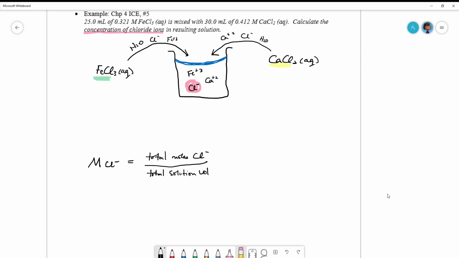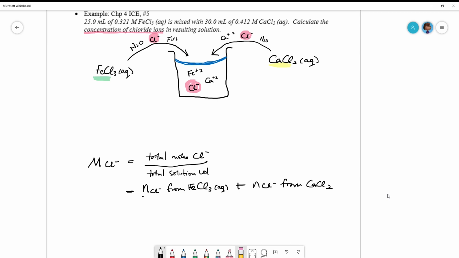Okay, now let's start with the moles of chloride that are in the final solution. Well, where did those moles of chloride come from? Some of the chloride came from the iron 3 chloride, and some of the chloride is coming from the calcium chloride. So we could say that the total moles of chloride would be moles of chloride from the iron chloride solution plus the moles of chloride that came from the calcium chloride solution.